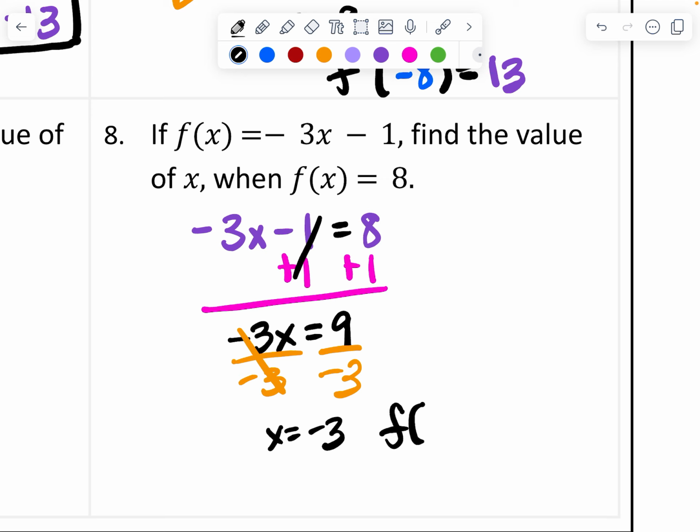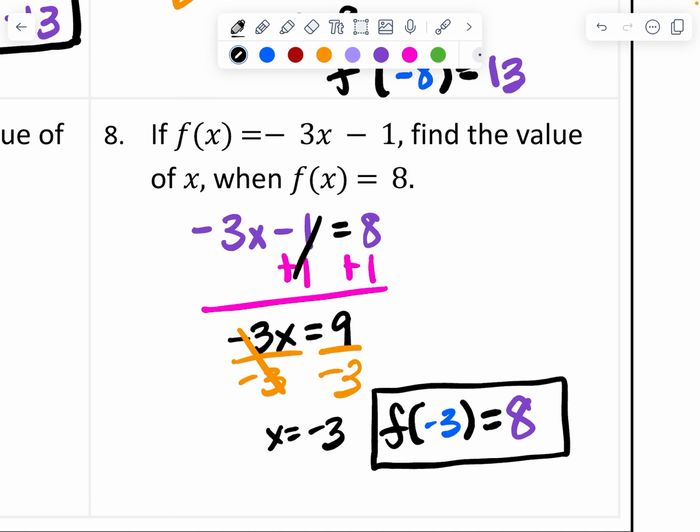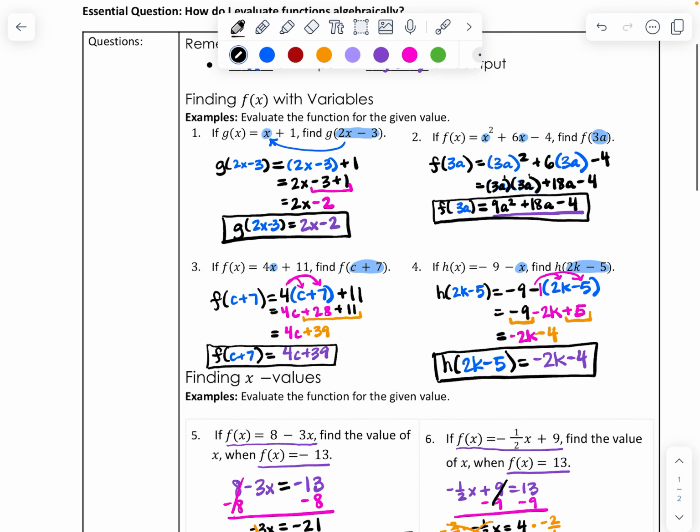In function notation, f of negative 3 equals 8. So those are the two skills you'll be doing today in your practice.